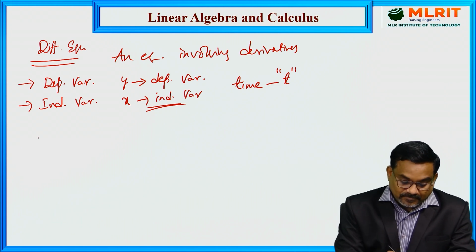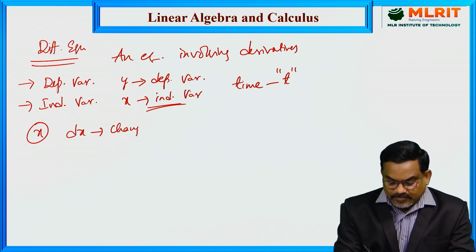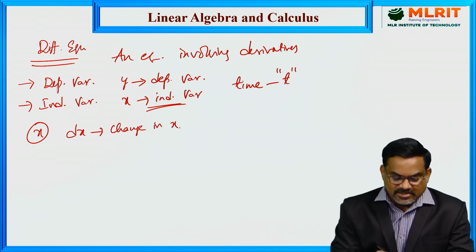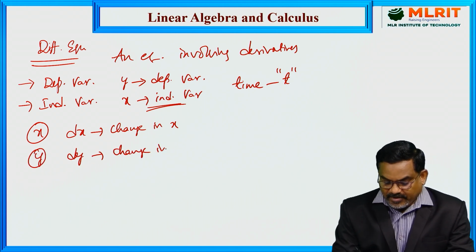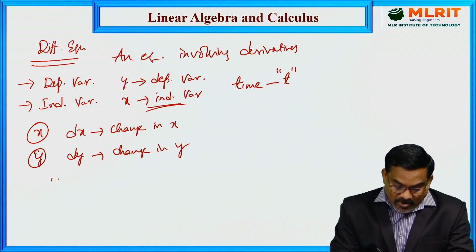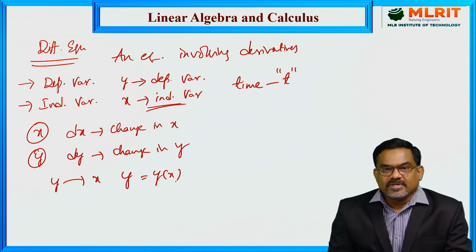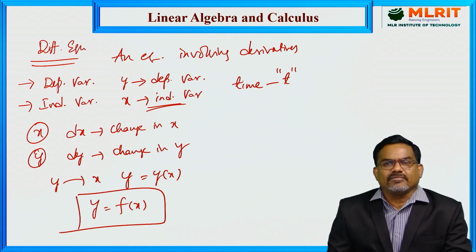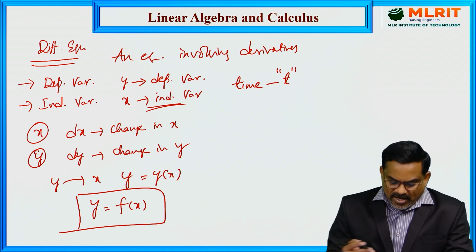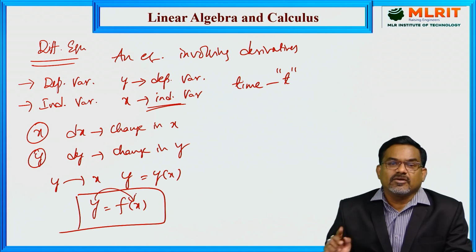So here, if x is a variable, then dx denotes the change in x, how the x changes. Similarly, dy denotes the change in y. Since y depends on x, y is a function of x. That's why in general we use the notation y equal to f of x. So y depends on x, but x doesn't depend on y.